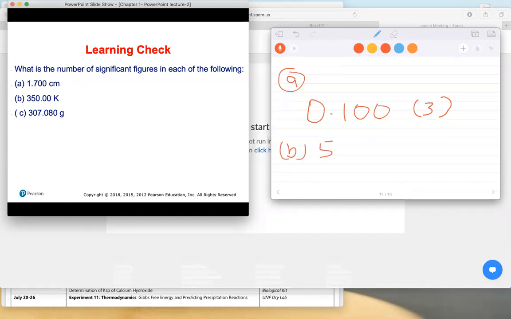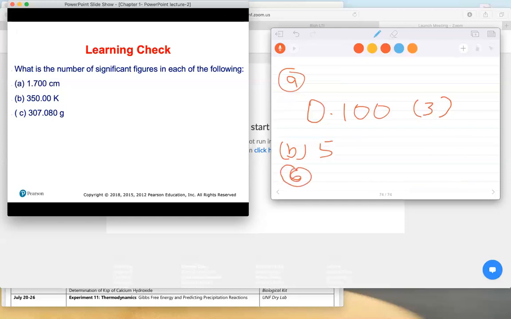This zero is not a placeholder. These are not leading zeros. All right. C here is 1, 2, 3, 4, 5, 6. C has 6 significant digits.